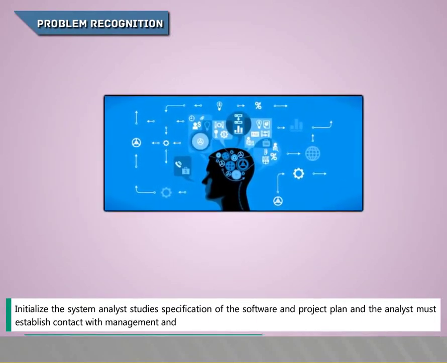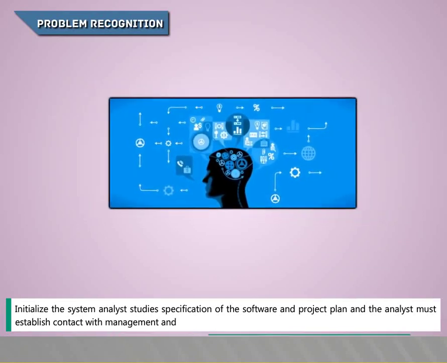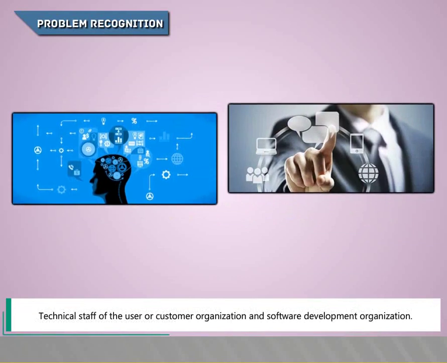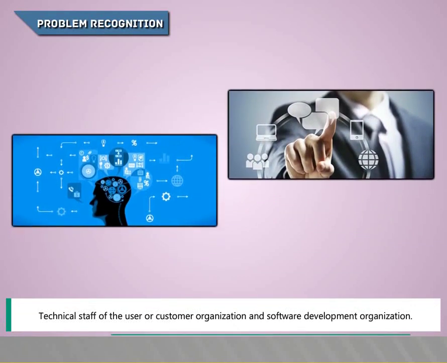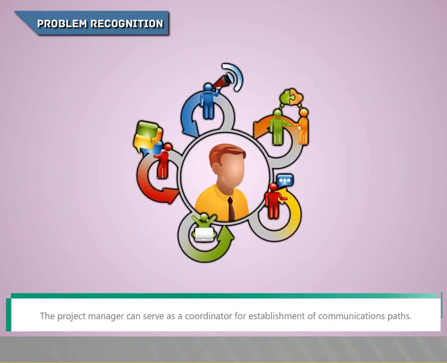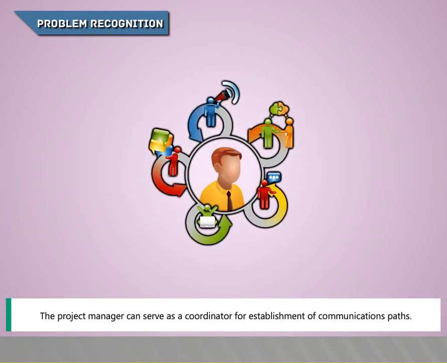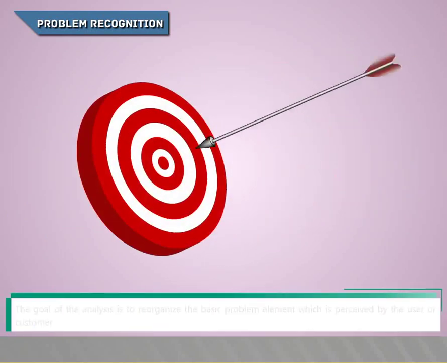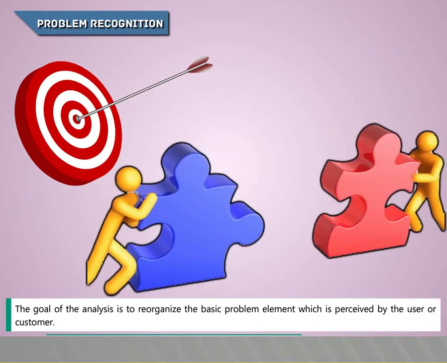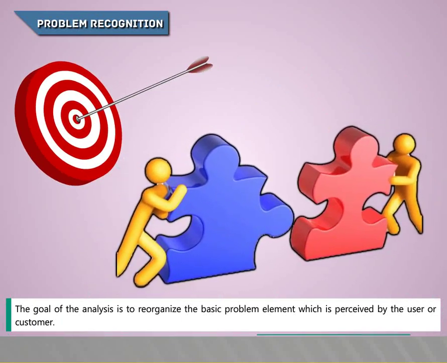Initially, the system analyst studies the specification of the software and the project plan, and the analyst must establish contact with management and technical staff of the user or customer organization and the software development organization. The project manager can serve as a coordinator for establishment of communication paths. The goal of the analysis is to recognize the basic problem elements as perceived by the user or customer.